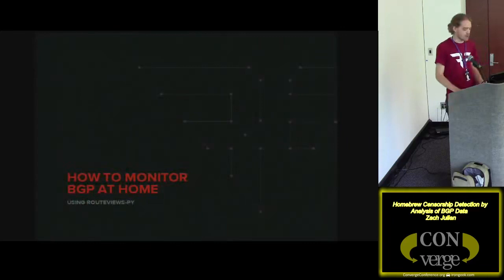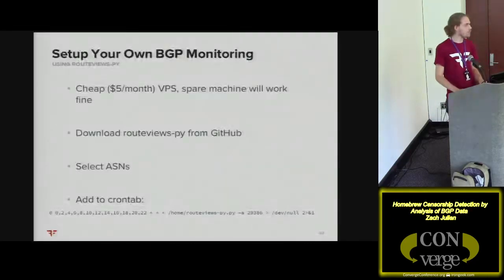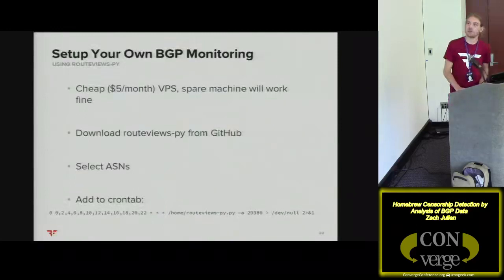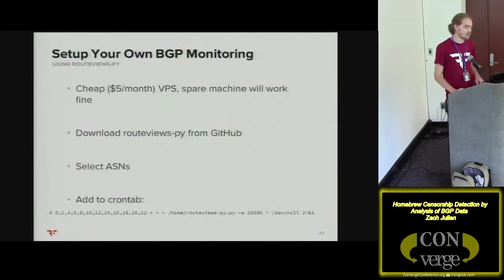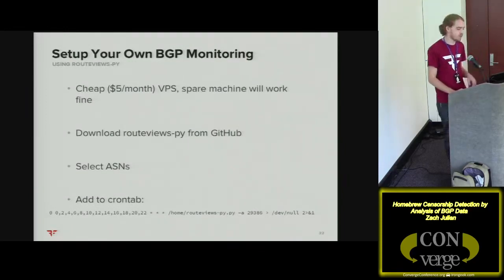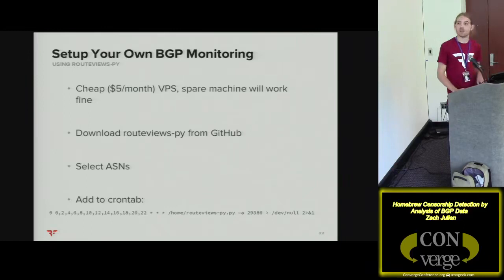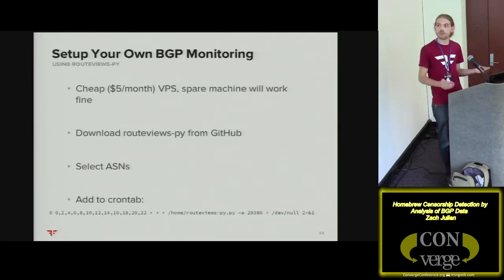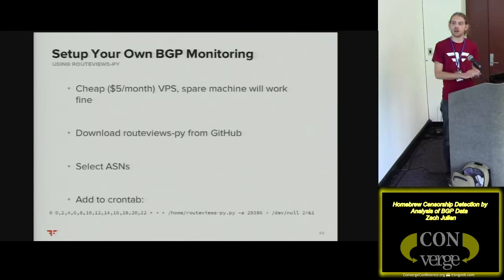So how can we set this up at home? I've been running SyriaBGP.net off just a $5 a month VPS. Before that, I was just using a spare machine I had laying around the house. That VPS only has 512 megs of RAM, so you don't need anything fancy to do this. Download the script from GitHub and pick the ASNs that you want to look at. If you have an interest in geopolitics, I would recommend looking at countries in the Middle East and Asia, countries where the internet is centrally controlled and you are likely to detect some sort of disruption like this.